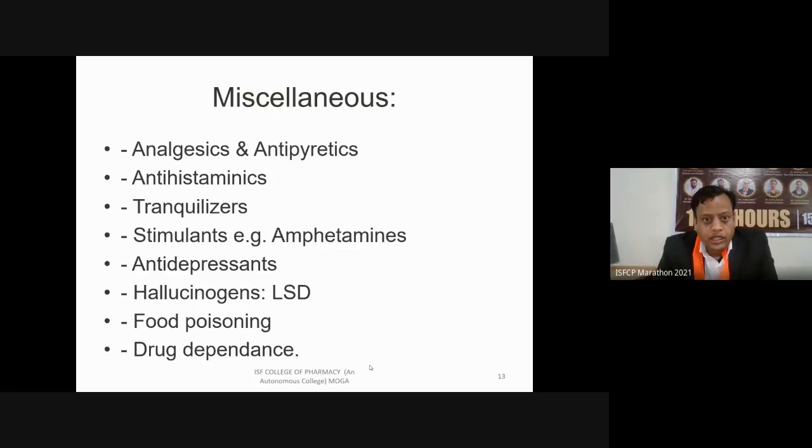These include antihistaminics, tranquilizers, stimulants like amphetamines, antidepressants, hallucinogens like LSD, food poisoning, drug dependence. So an excess amount of anything, or any drug or medicament, in our body is responsible for poisonous effect.